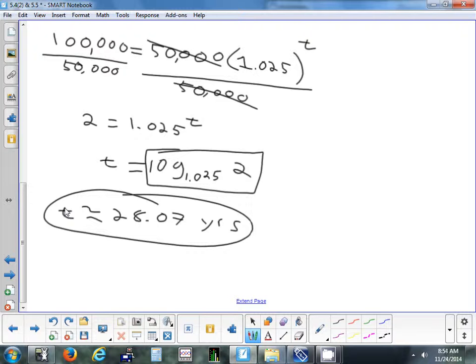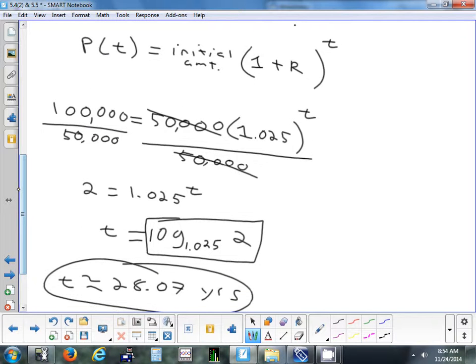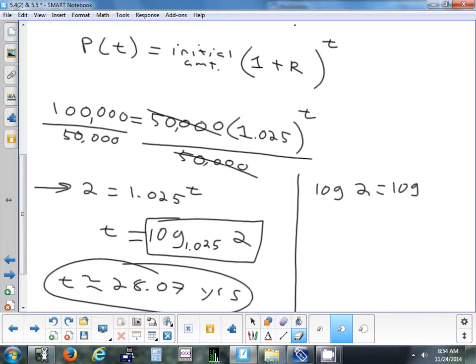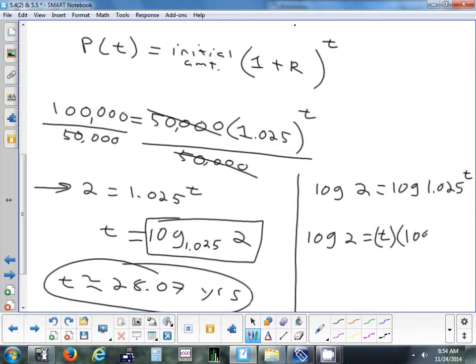Now let's see we don't have that kind of calculator. Let's go back up to that step right there. Instead of changing it to log form, one other thing you're allowed to do, and I think we've done it before, is take the log of each side. So you get log of 2 equals log of 1.025 to the t. Now we have a rule about exponents when you have them on an argument in a log: you can take that exponent and put it in front. So now you don't have an exponent that's a variable anymore. This becomes t times the log of 1.025.